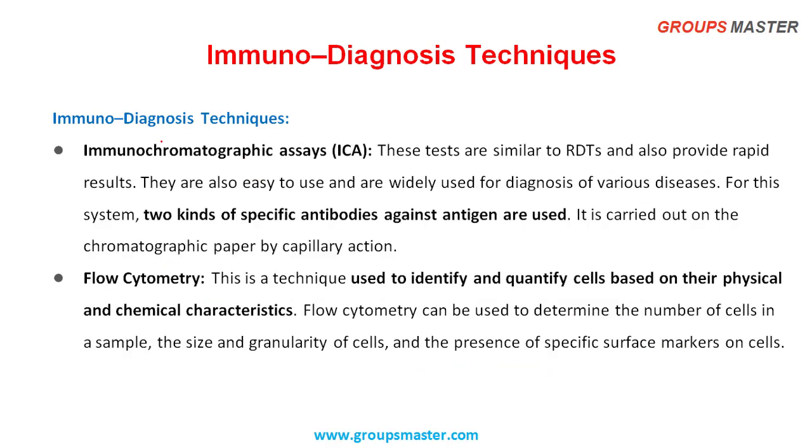Next one is immunochromatographic assay, ICA. These tests are similar to rapid diagnostic tests and also provide rapid results. They are also easy to use and widely used for diagnosis of various diseases. For this system, two kinds of specific antibodies against the antigen are used. It is carried out on chromatographic paper by capillary action.